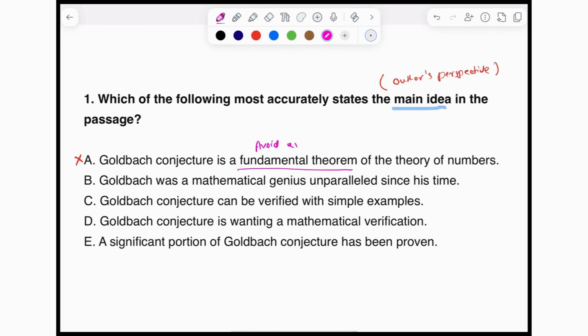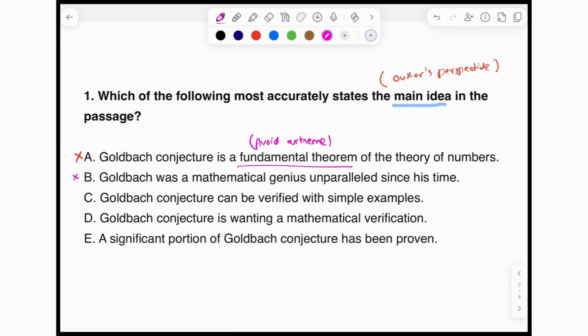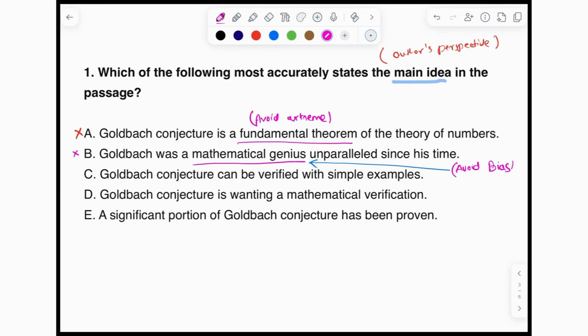Now, option 2 says that Goldbach was a genius. As per the author, yes, he was a genius. But other mathematicians were also brilliant. So, Goldbach was not the only genius as per the author. And option 2 is also rejected. If we look at option number 3, it says that the Goldbach conjecture can be verified with simple examples. It has another meaning that Goldbach conjecture cannot be verified with a simple example, which is not the case over here. And based on that, option C is also not considered.